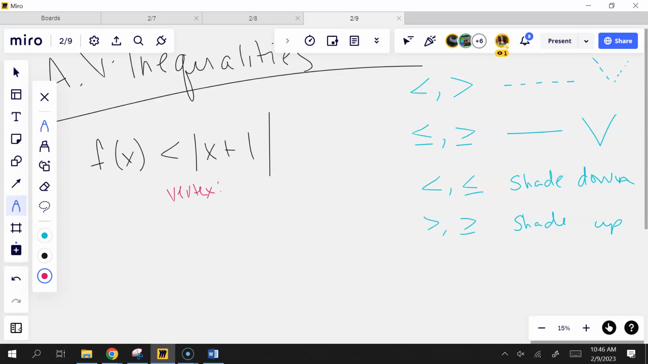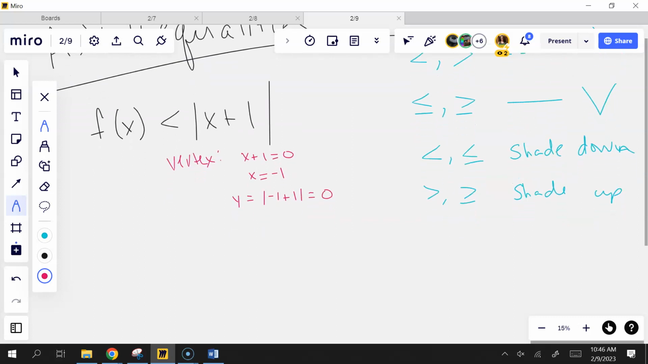What's the vertex? Good job, Charlie. -1 what? Yep. And what does y equal? Right. So the vertex is -1, 0. You were doing so good. Pick an x. Any x you want. I would pick the same, because it's close to -1.